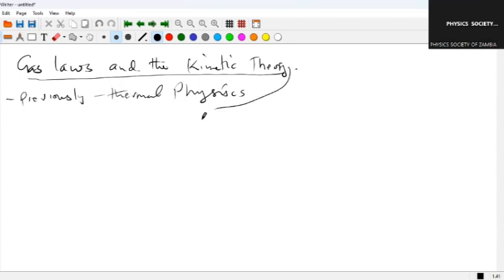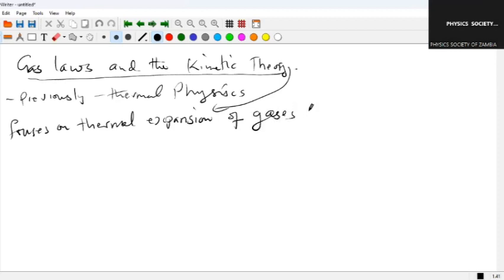So in this topic, we are focusing on the thermal expansion of gases. This arises from changes in thermal conditions.